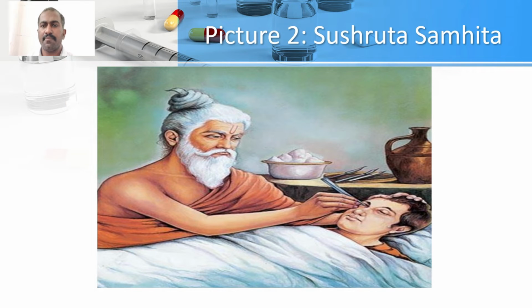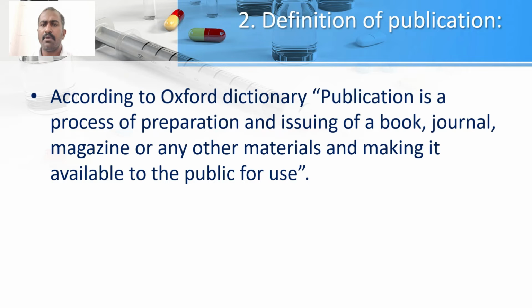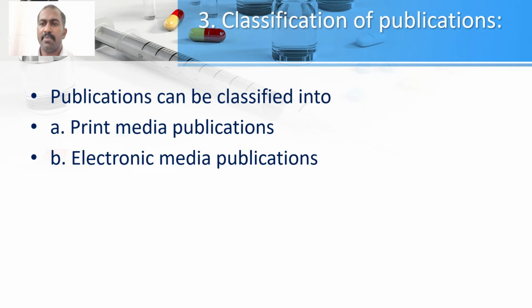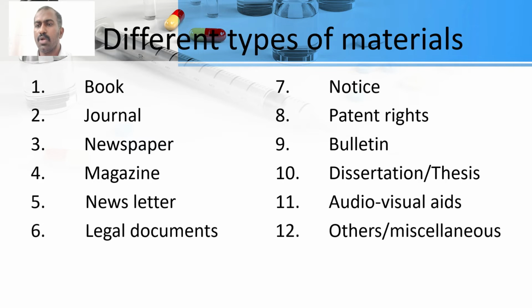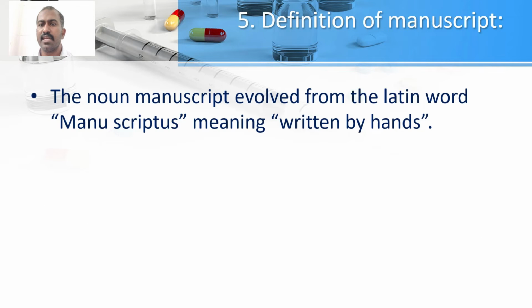What is the definition of publication? According to the Oxford Dictionary, publication is a process of preparation and issuing a book, a journal, magazine or any other material and making it available for public use. The classification of publication: publication can be classified into print media publication and electronic media publication. Next we will see different types of materials, including book, journal, newspaper, magazine, newsletter, legal document, notice, patent right, bulletin, dissertation, thesis, audiovisual aids and miscellaneous.